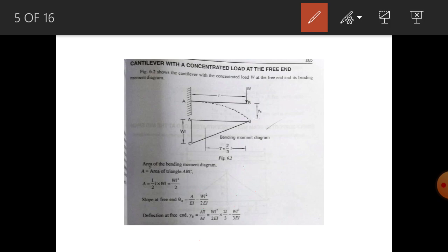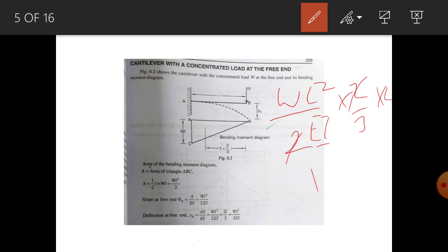You can see here, it is A into x bar upon EI, right? So A is WL square by 2, right? It is WL square by 2 into EI, into 2 by 3 into L. So this 2 and this 2 will get cancelled. So 3 will come here and L will join here. So what will be the formula? WL cube by 3EI. Right, you can see here the formula.